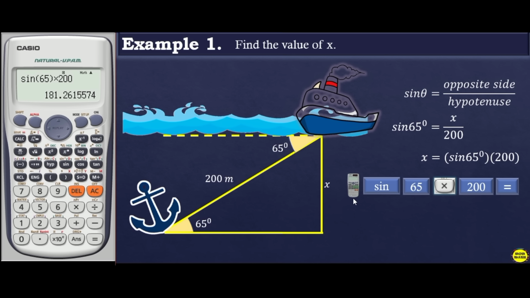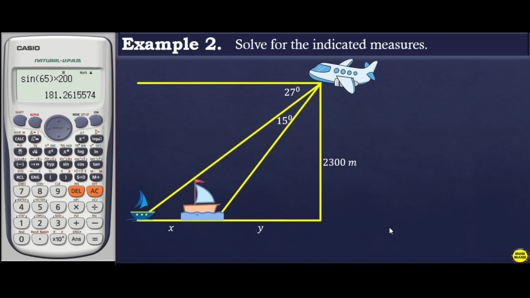Okay, so our x is 181.26 meters. So, ibig sabihin, ito pong x natin o yung length po, yung measure po nitong side na to is 181.26 meters.